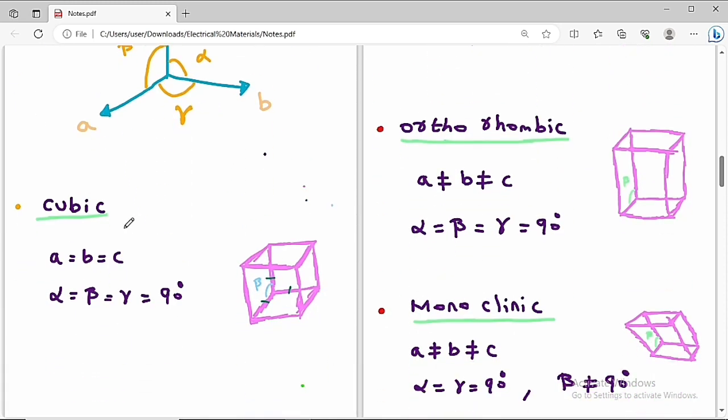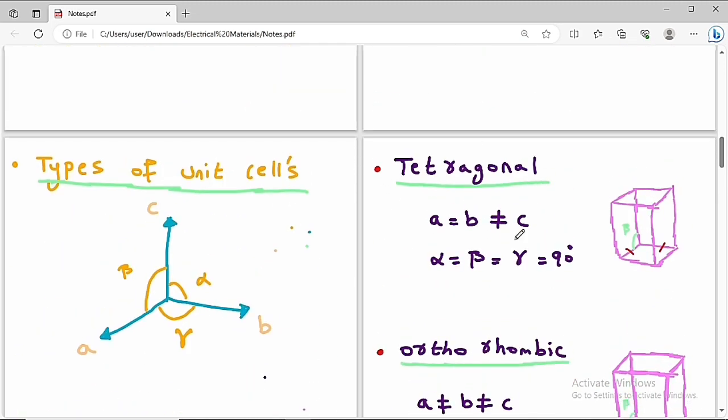The first one is the cubic. This type of cubic I have already told you. Cubic unit cell we are going to use in the case of SCC, FCC, BCC, as well as the diamond cubic crystal. All these things we have learned about the cubic only. So in the cubic, all the sides are equal. A is equal to B is equal to C, and all the angles are equal, and they are equal to 90 degrees. As you can see clearly from this picture also, all the lengths are equal, and all the angles are also equal to 90 degrees.